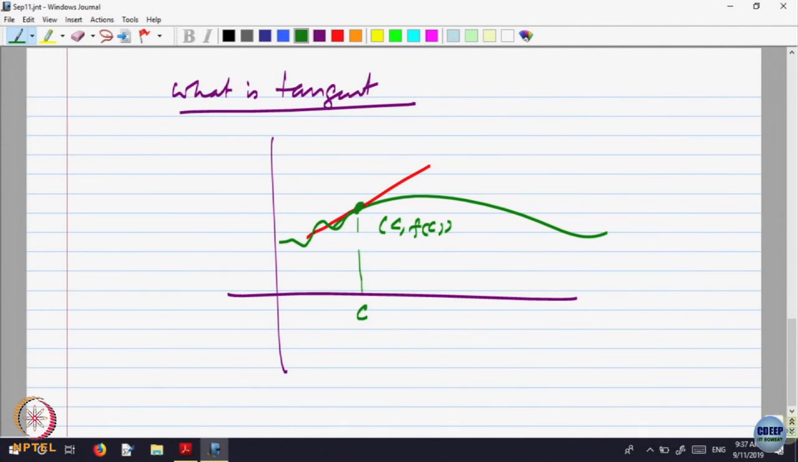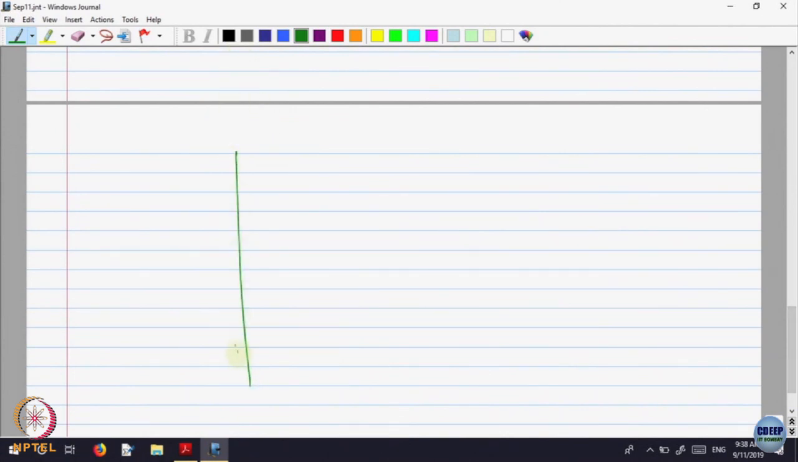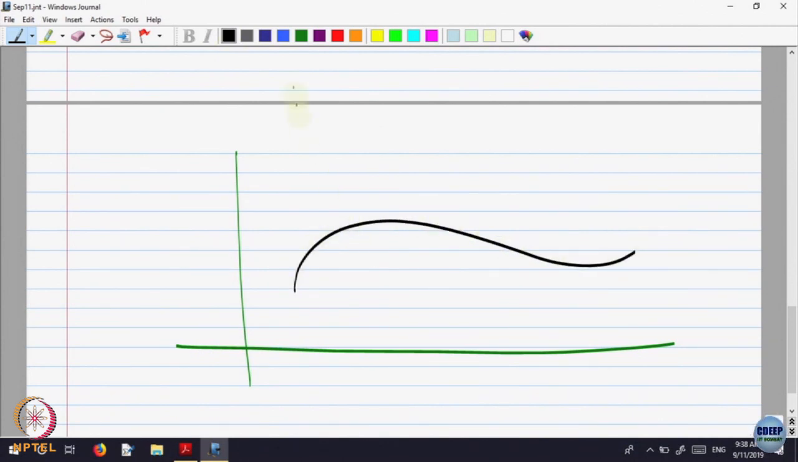So, to do that, let us look slightly more carefully. Here is the point c. So, this point is f(c). All right. Now, at that point we want to say that the line touches the surface only at that point. So, let us call that point P if you like. Now, to capture that idea, let us take a nearby point and let us take the line joining these two. Obviously, this line is meeting at two points, right? It is not meeting at one point.